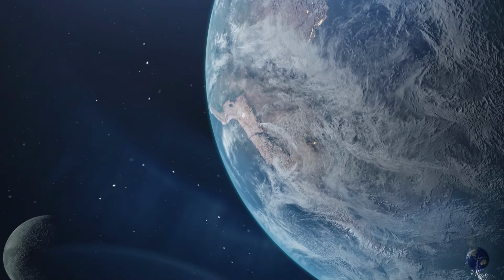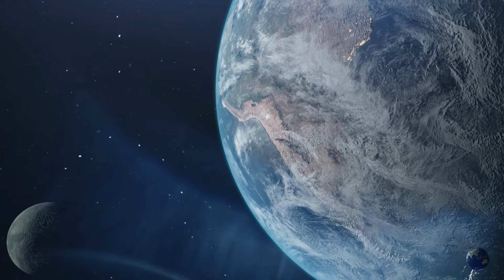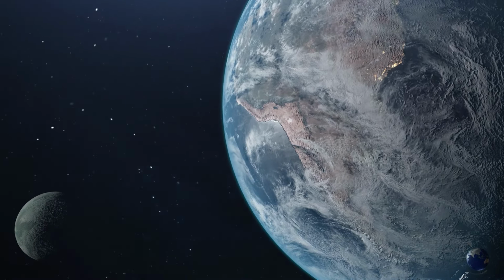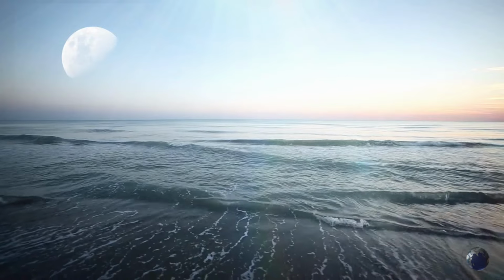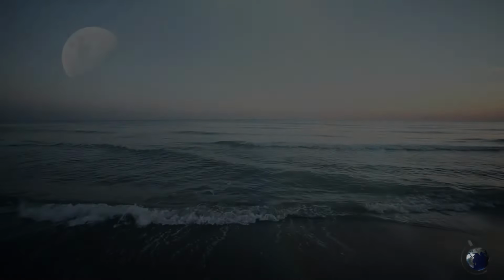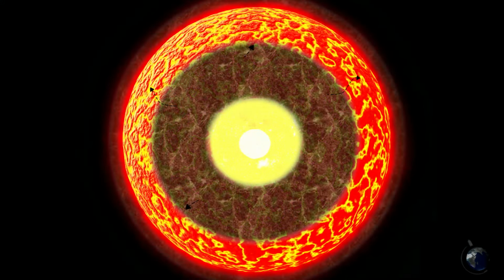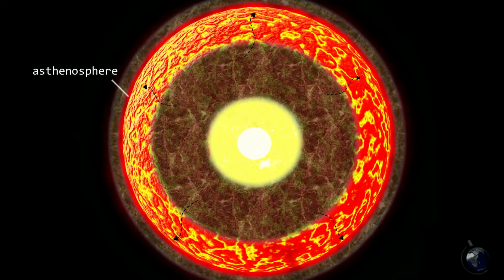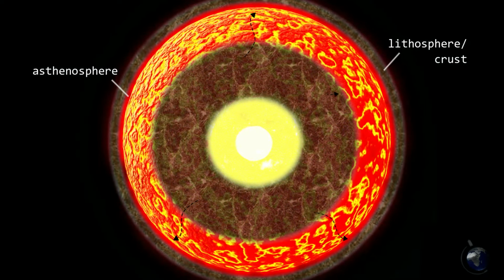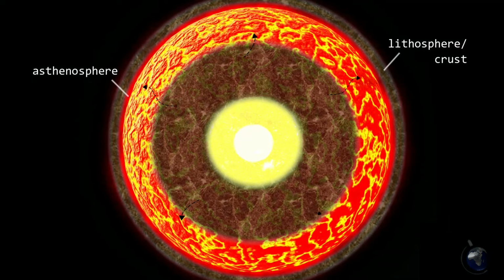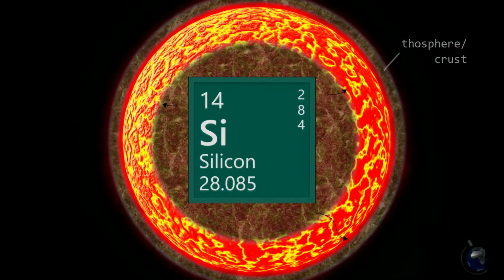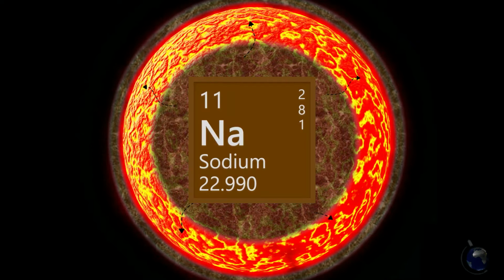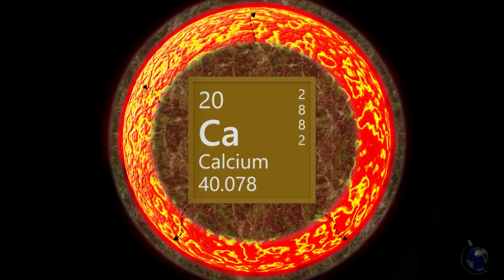The gravitational pull of the brand new moon would serve to help stabilize Earth's axis of rotation and serve as the primary influence on Earth's tides. Meanwhile, Earth's asthenosphere and lithosphere, or crust, would have formed quickly and would have continued becoming enriched in lighter lithophilic elements such as oxygen, silicon, aluminum, sodium, magnesium, calcium, and potassium.